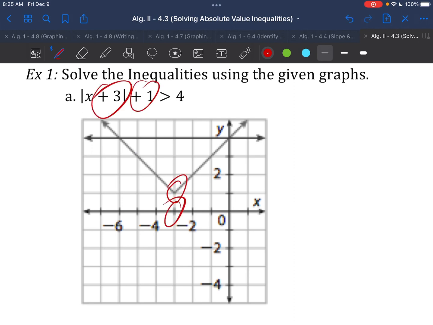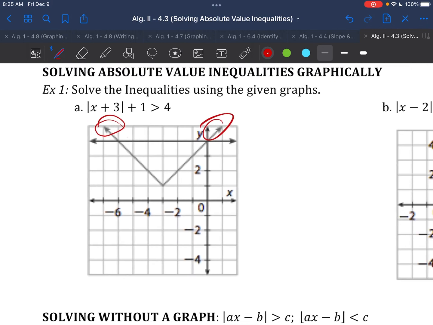We see it's 3 to the left because of the plus 3, and it's 1 up because of the plus 1. And then it has a slope of 1 and negative 1 because the a is 1. So now we want to know, hey, where is it greater than 4? So where is it above this line? And we see those two spots.